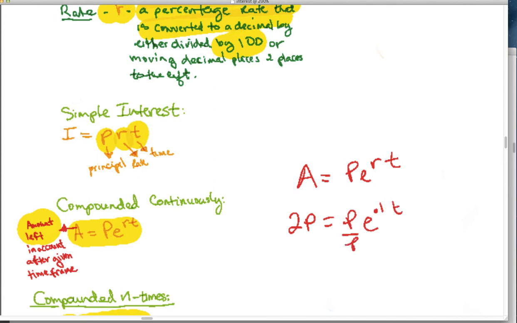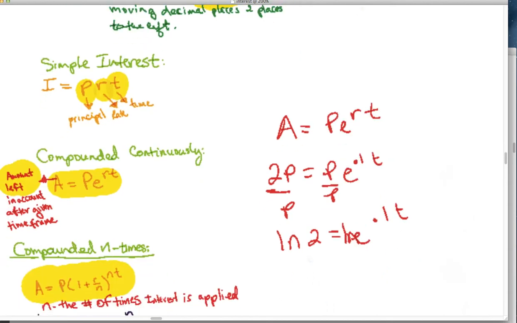So if you divide both sides by P, you're going to get 2 equals e^(0.1t), and then the opposite of the exponential function is the ln function. So you would ln both sides. Okay? So ln of 2 equals 0.1t. They cancel. And then you divide both sides by 0.1, and then you have the time frame it would take to double your amount.